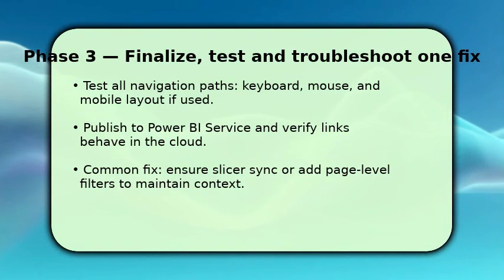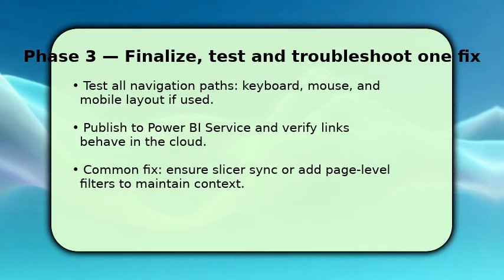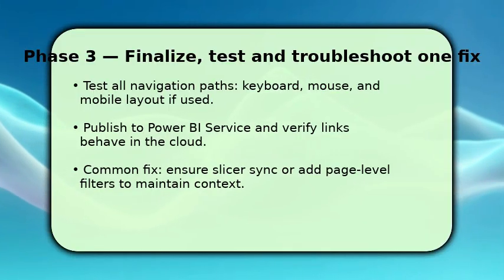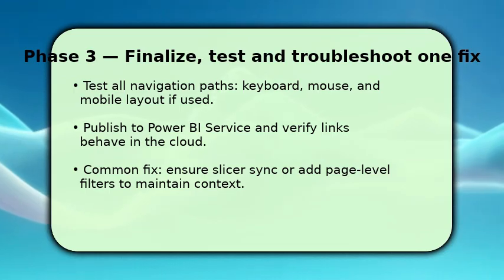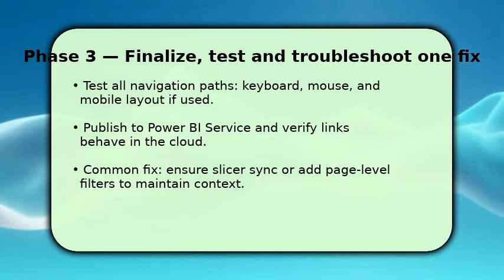Finish by testing every path. Click the button, use bookmarks, try drill-through from several rows, and simulate mobile. Publish to the Power BI service and repeat tests there because web behavior can differ. If filters do not persist, make sure slicers are synced across pages or apply page-level filters on the target. This is the most common fix.